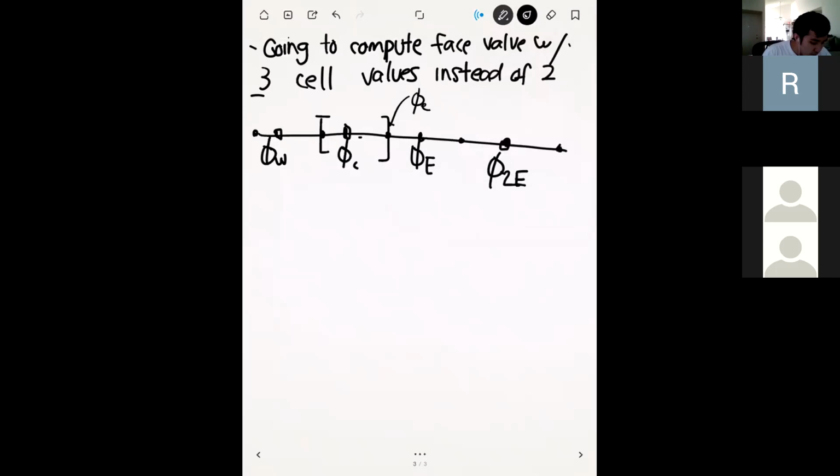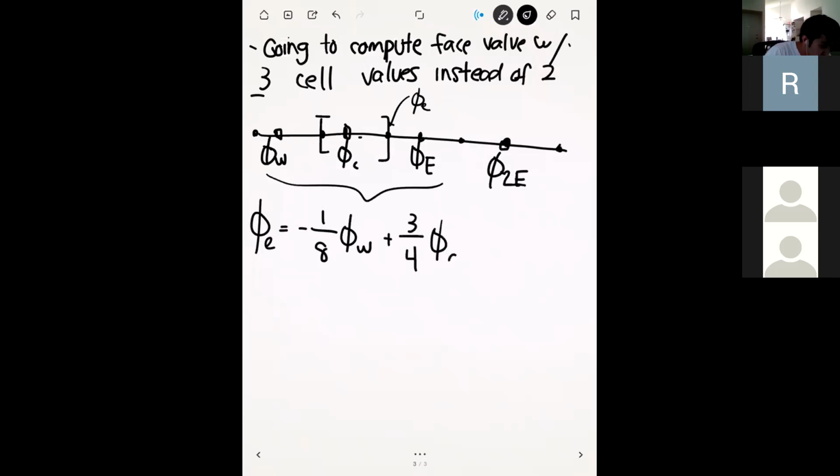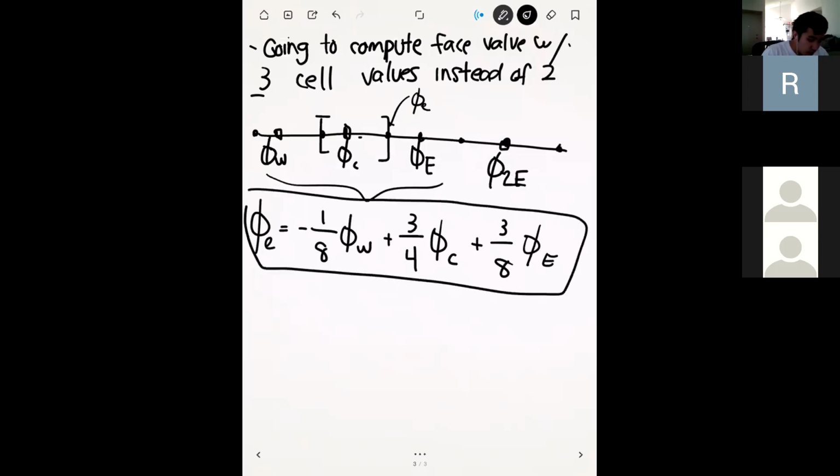Okay. So one way that we can approximate phi sub little e is if we include these three right here. If we include the west neighbor in our approximation, it's going to look like this: phi sub little e is going to be minus 1/8 phi sub w plus 3/4 phi sub c plus 3/8 phi sub e. Okay. So that's one way to form the QUICK scheme.